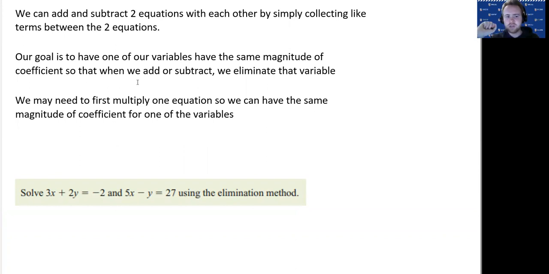magnitude of coefficient. So when I say magnitude, I mean you might have a plus 2y and a minus 2y. And then we add those together and they eliminate each other. Okay, if you have the same sign, so it's 2y and 2y, we'd have to subtract one of the equations from the other so that we eliminate. Okay, so if you got the same sign, you're going to subtract to eliminate. If you got the opposite sign, same magnitude, you're going to add to eliminate.